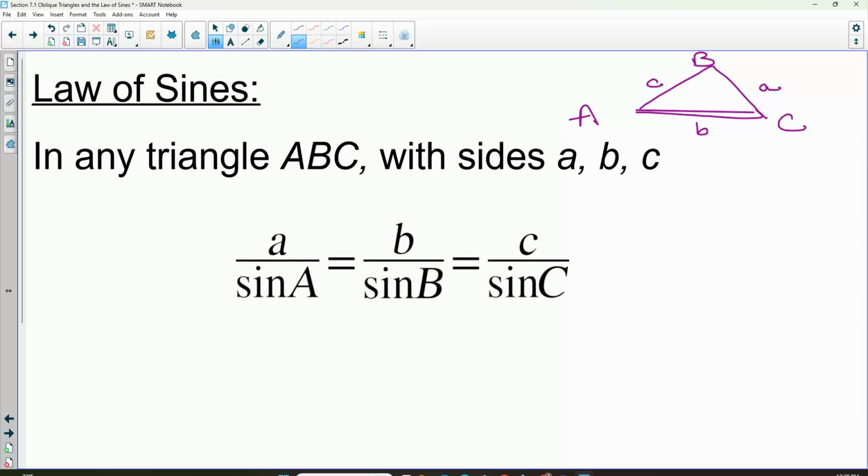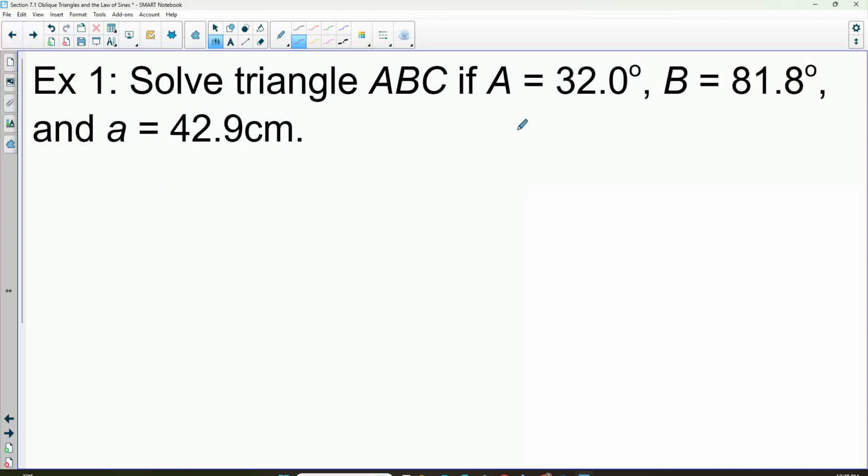All right, the easiest way to make sense of this is to just look at an example and show you how we would do it. So I want to solve triangle ABC. That means find all the angles and all the sides. I have it. Angle A is 32.0 degrees. Angle B is 81.8 degrees. Side a is 42.9 centimeters.